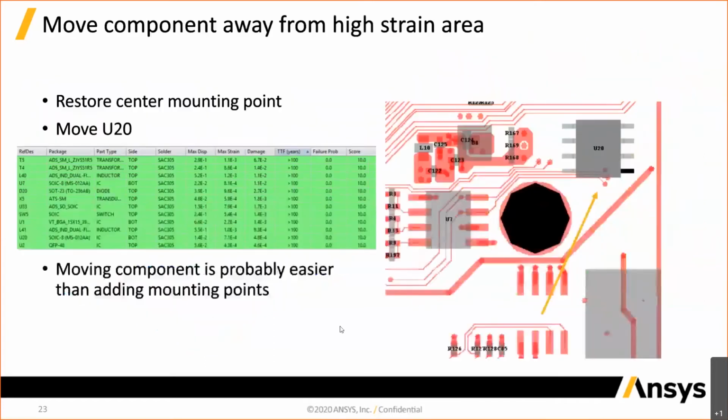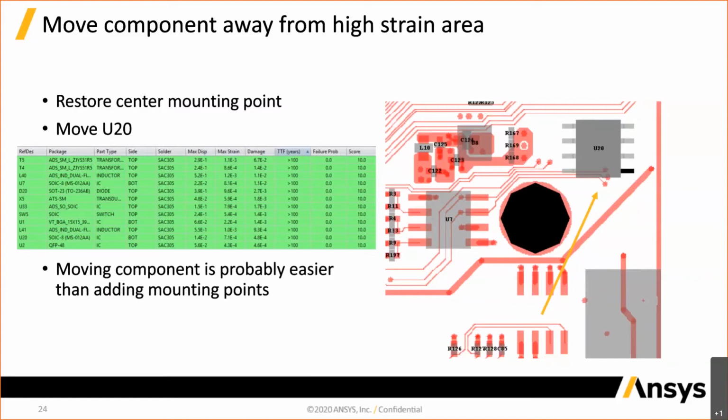Of course, it will probably be a lot easier just to move the part. So you can just move U20. You saw earlier that on the other side of that mounting hole, there wasn't as high of a strain. You could just drag the part over, rerun the analysis, and now you can tell the layout guy, hey, can you just move U20 over to the other side of the mounting point? Hopefully you don't get a lot of pushback, but from what I can tell, the board is actually kind of clear in that area. There's not a lot of routing going on. These aren't high-speed parts, so it shouldn't be a big deal for them just to move that part over. Moving that part is a lot easier than putting in additional mounting holes or changing your mounting holes.